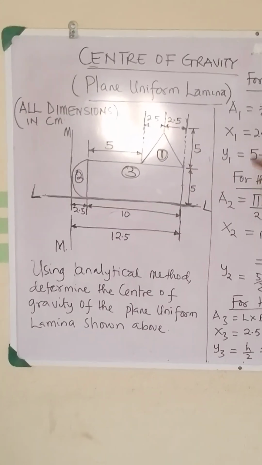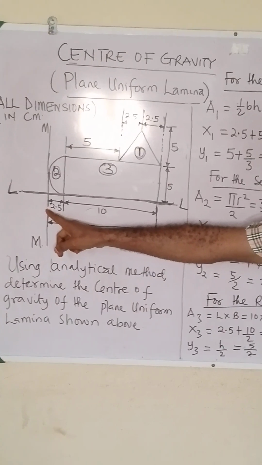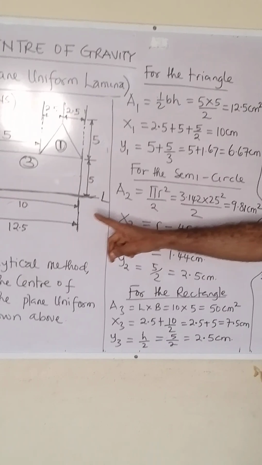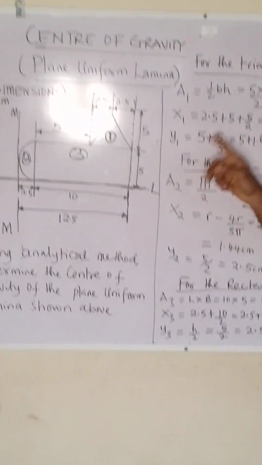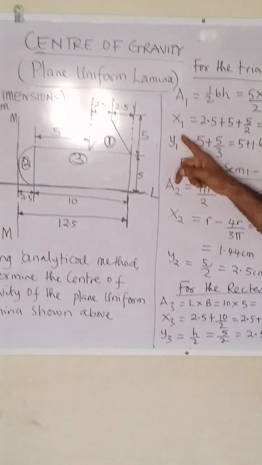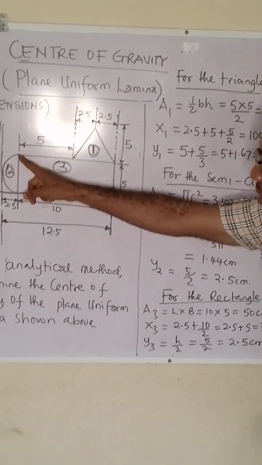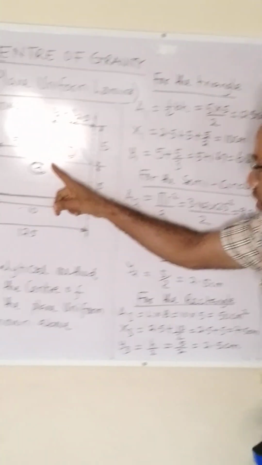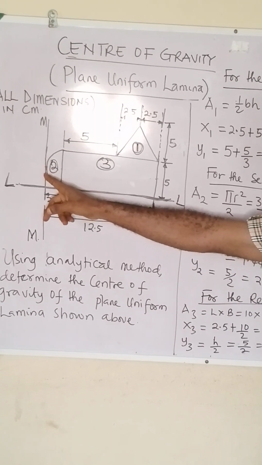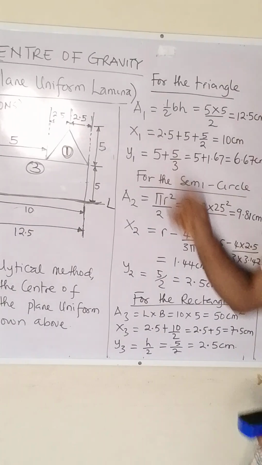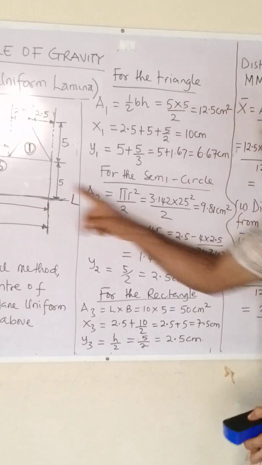Because we are considering x1 for the triangle, we have to understand that before we get to this point, we have this length from here to here, and another length x before the length of the triangle. So to determine the center of gravity for this triangle, we consider this length, which is 2.5, plus this other one, which is 5. Because this is a reference point, we have to include it in our determination of the value of x for the triangle. So we have 2.5, then 5, and then 5 divided by 2.